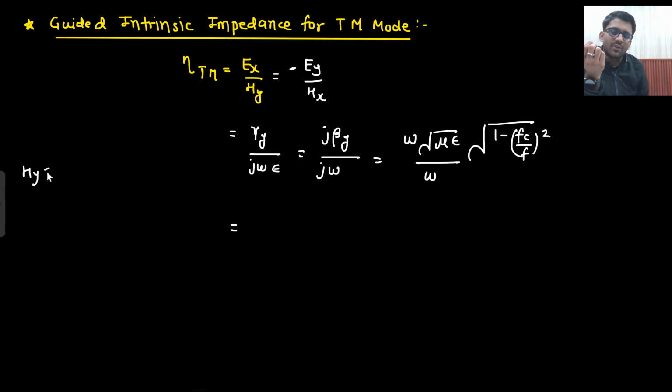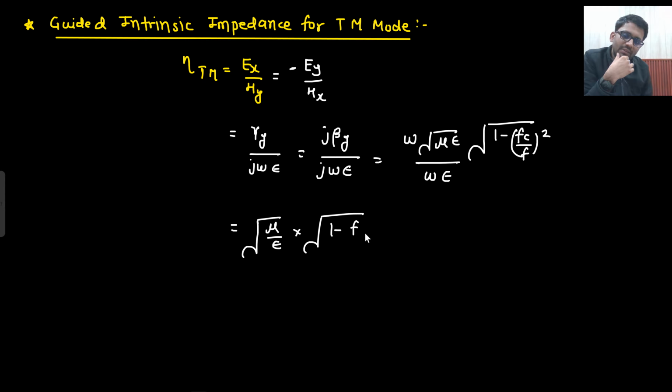In the Hy expression, what will you be getting? j omega epsilon upon h square, right? And here there will be a minus, and then del by del x of Ez. So epsilon would be there, no? So j omega epsilon. Then omega gets cancelled. So what do you get? Here, under root mu by epsilon into under root 1 minus fc by f whole square.